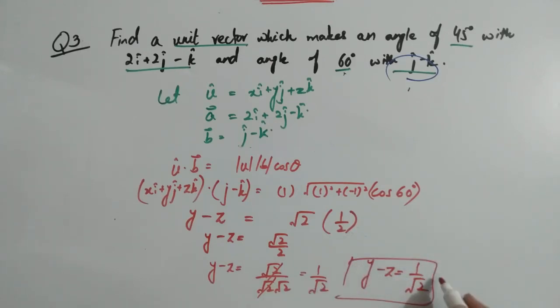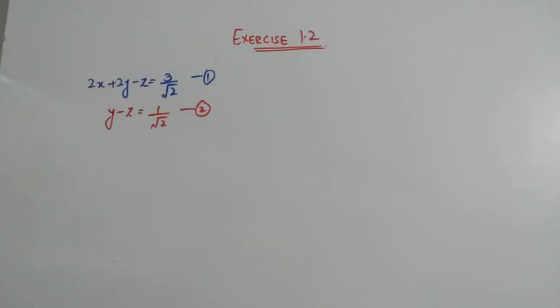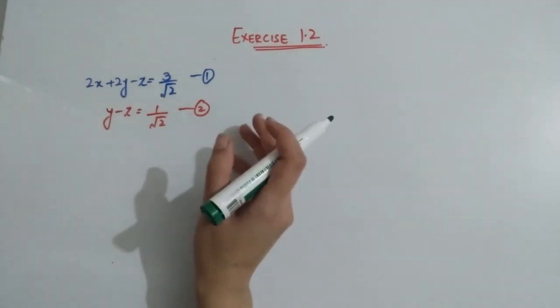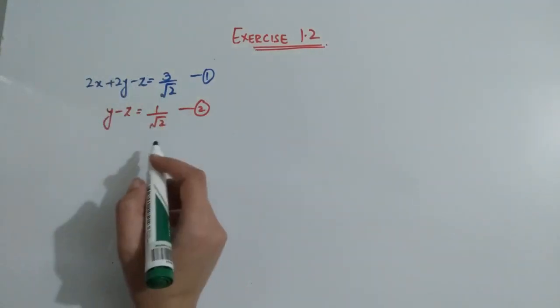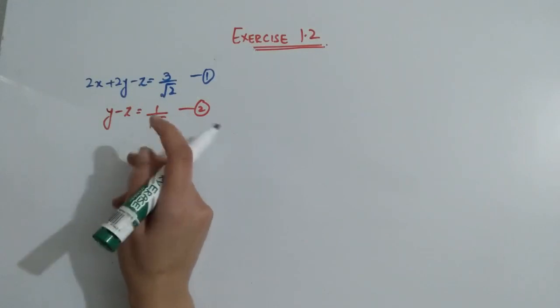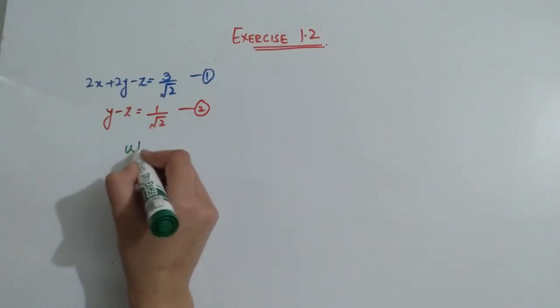This is equation number 2. So this is equation number 1 and equation number 2. Now there are 3 unknowns, and for equation number 3 you can use the fact that it is given that u magnitude equals 1.